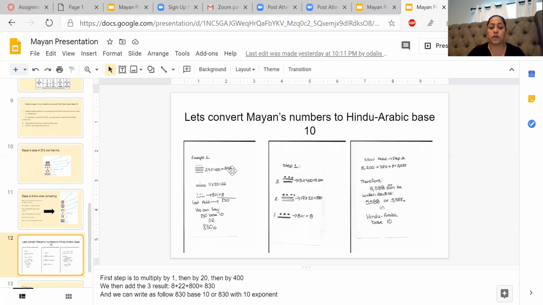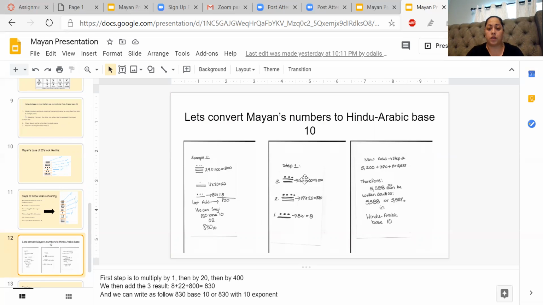And then the last thing is we're going to combine those 3 numbers and you get 830. So we can say that 830 is the base 10, or we can just write it down as 830 with the base 10 number at the bottom.